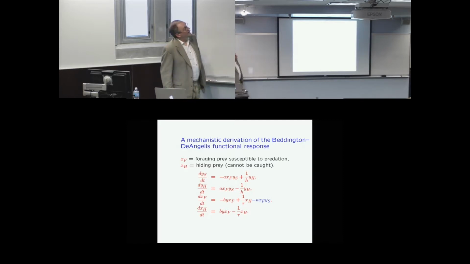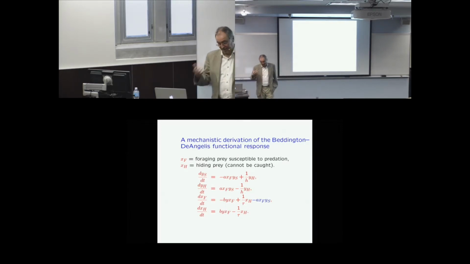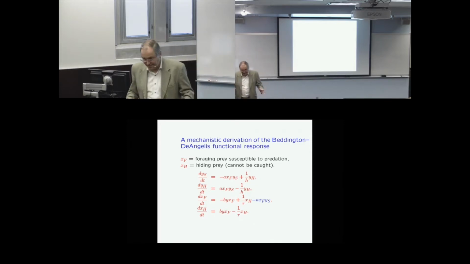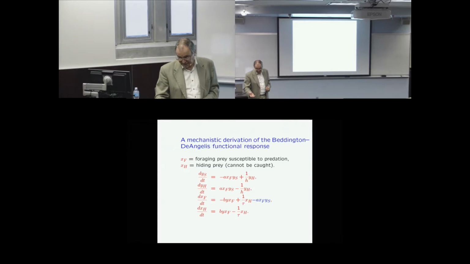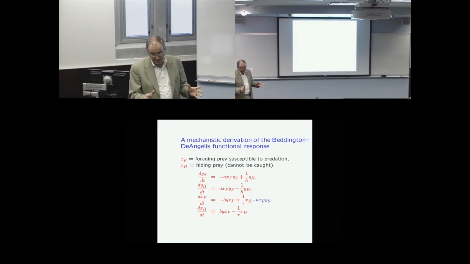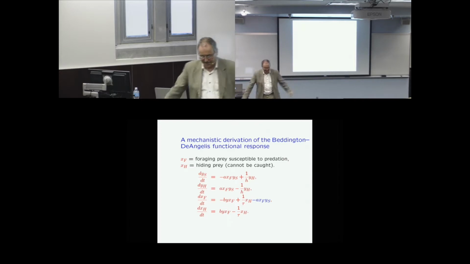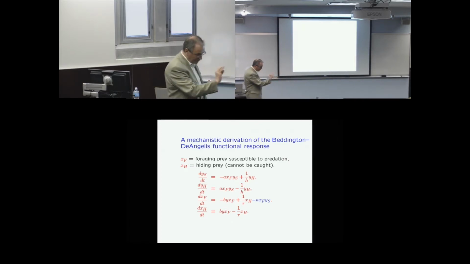And now my mechanistic derivation of the Beddington-DeAngelis functional response goes along the same lines, but now we also divide the prey individuals into two groups: those that are foraging and susceptible to predation, and those who are hiding, and they cannot be caught. But then we get for the searching and handling predators precisely the same as we had before, with the only difference, and this is an important difference, that they can only attack foraging prey individuals, because those that are hiding are safe. They have gone into a refuge or something.